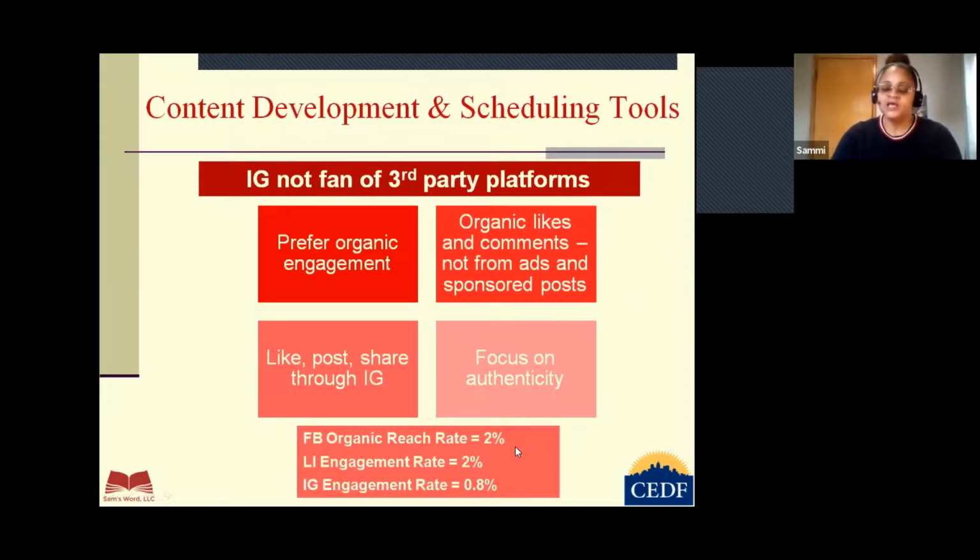It's the reach rate. So if I'm on Facebook and I'm organically posting this manually myself, at most I have a 2% reach rate. So if I have 100 people on my Facebook business page, 2% of those people are going to see that post. On LinkedIn, it's also 2%. And I did my research this week. Instagram used to be about 1.6%, and now it's down to 0.8%. So not even 1% of people are going to see my organic post that I put out.